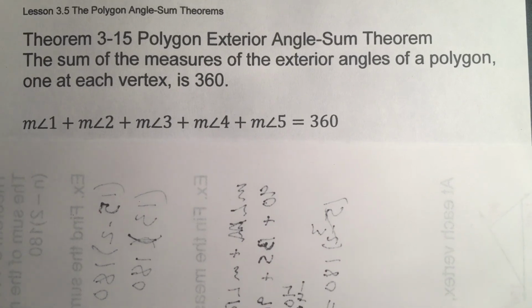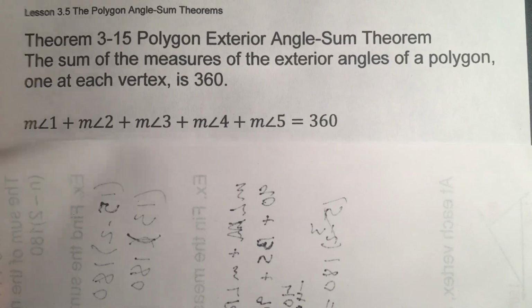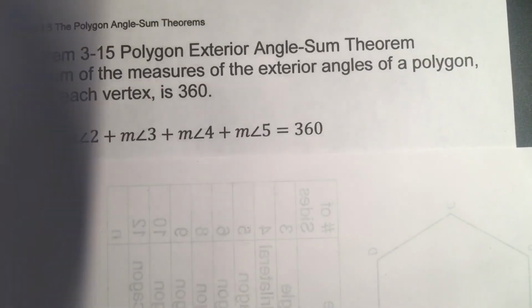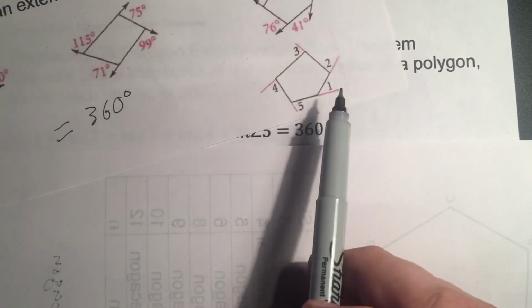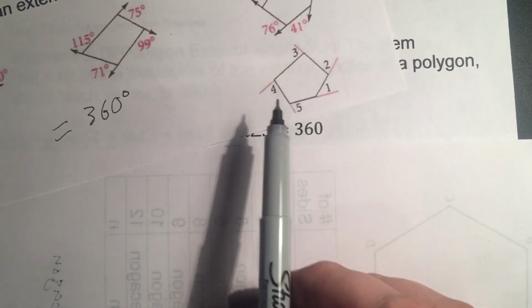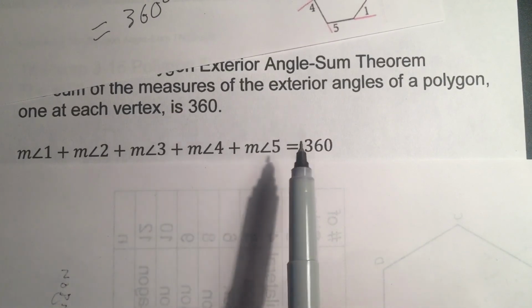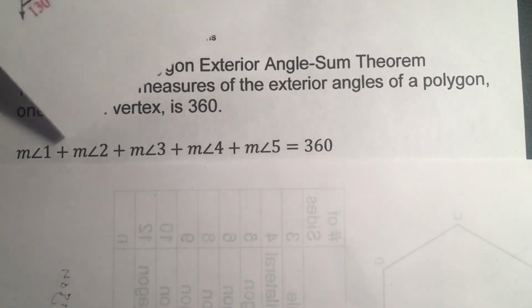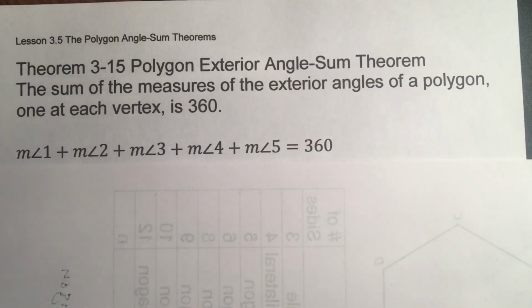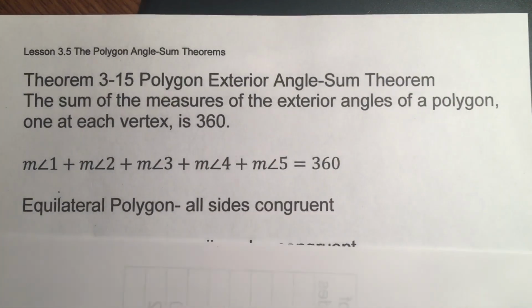So, I'll go back just a second. If we're looking at this one here, if we add these 5 up, we know they're going to be 360. So that's where they're getting this from. So if I add up all those 5, we know it's 360. It doesn't matter if it's a triangle or a 15-gon. The exterior angles will always add up to 360.